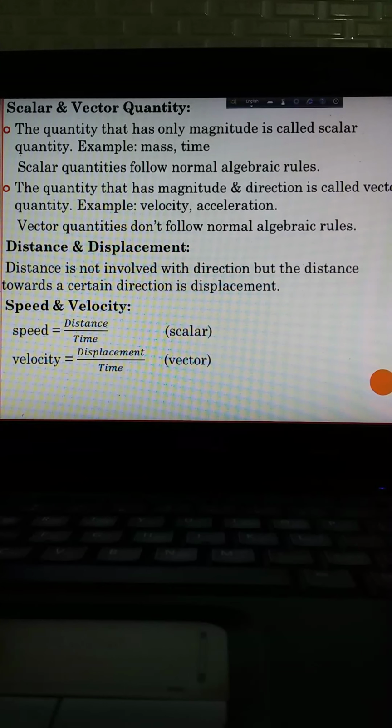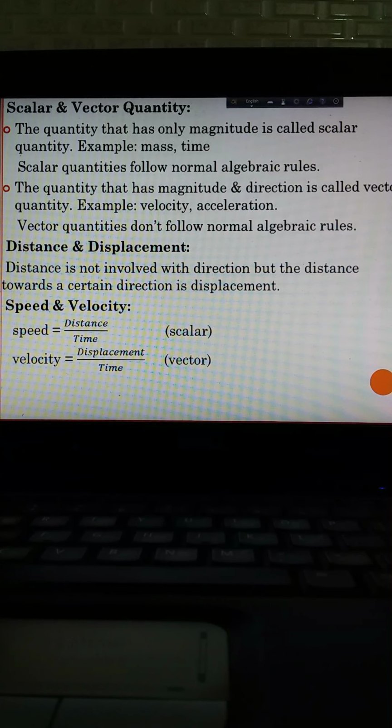Next, you have known about scalar and vector quantity in this chapter. The quantity can be divided into two parts, scalar and vector. What is a scalar quantity? The quantity that has only magnitude is called a scalar quantity. For example, mass, time, etc. Another important thing about scalar quantities is that they follow normal algebraic rules. That means if I want to do addition, subtraction, multiplication, etc. using scalar quantities, that will follow normal algebraic rules.